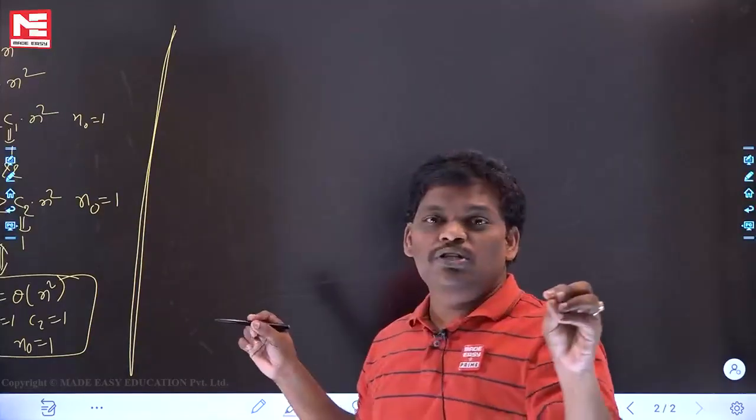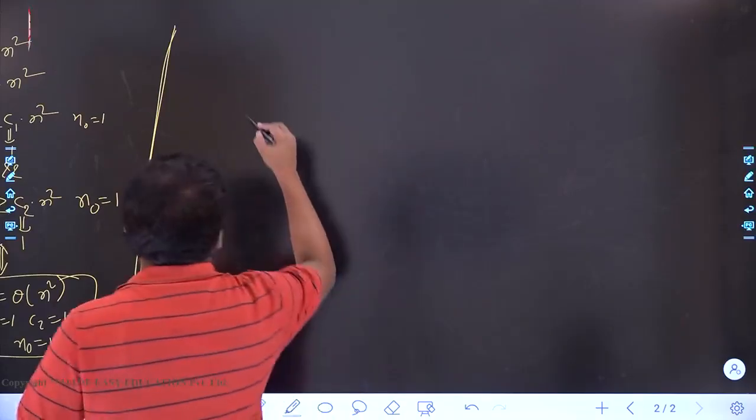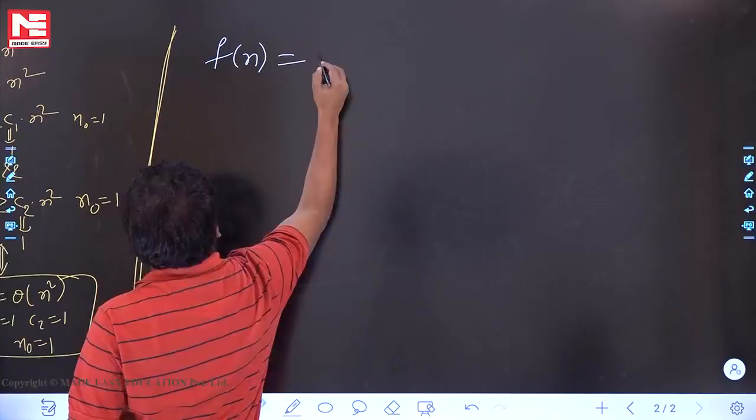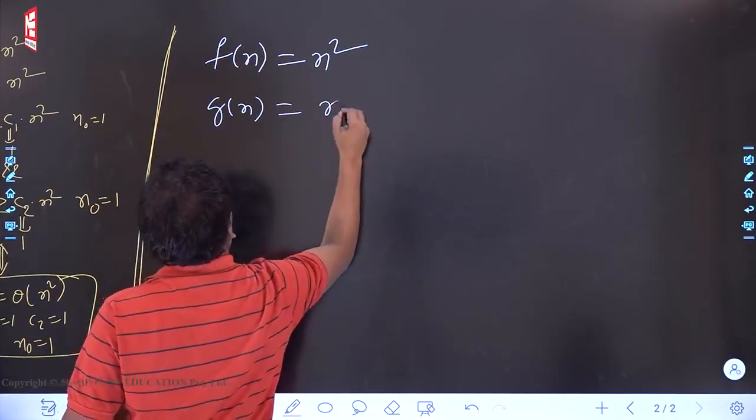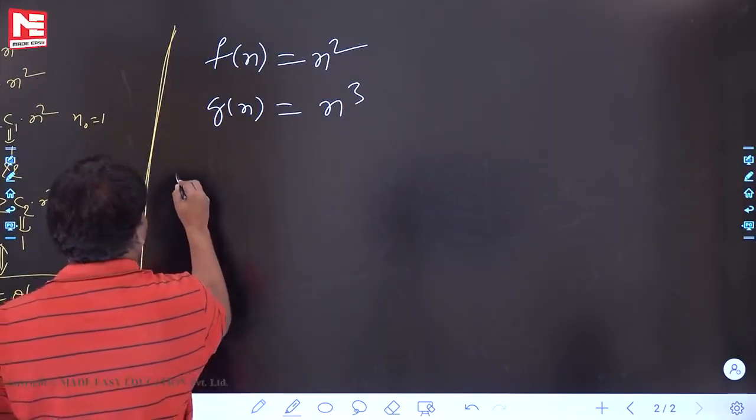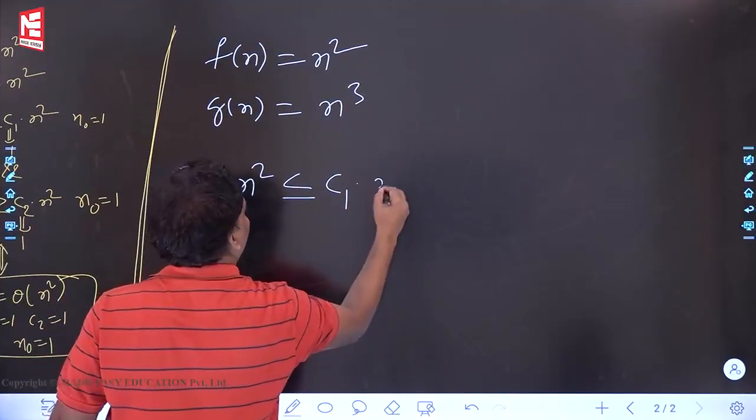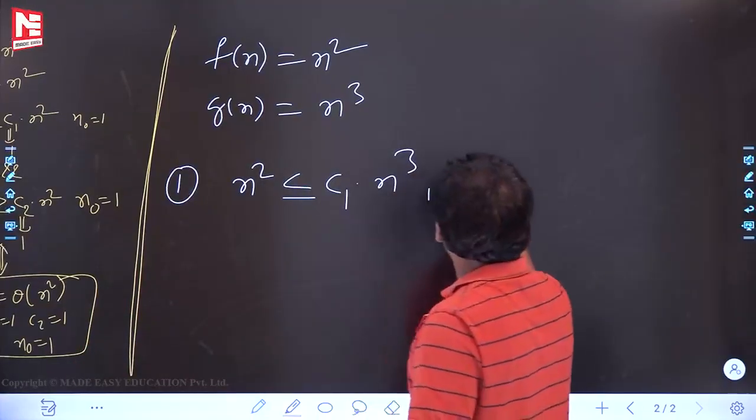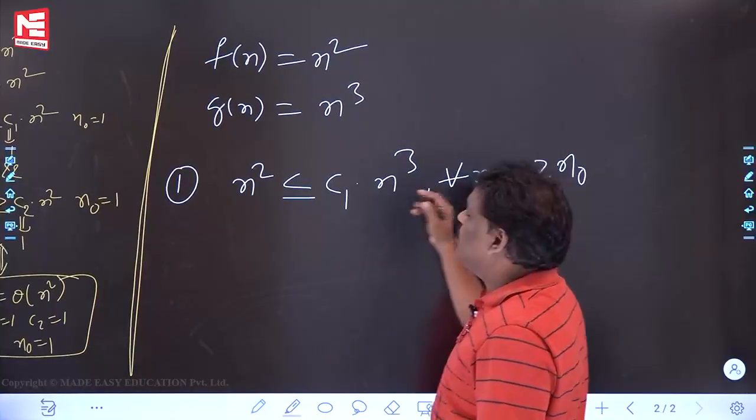Let's see the theta notation one more time. One more example is there. Let's see that also. See this one. f of n is equal to n square. g of n is equal to n cube. f of n is n square, g of n is going to be n cube. Now let's try big O. n square less than or equal to some C1 into n cube, for all n where n is greater than or equal to n0. Let me try. Can you help me with one small n?